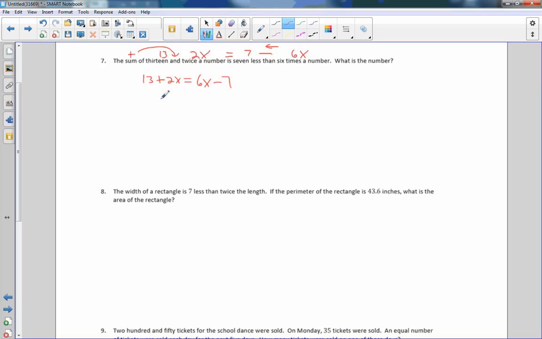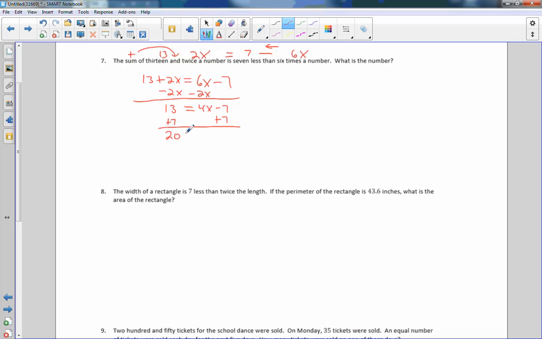What is that number? First thing I want to do is get all the variables on one side, so I'm going to subtract 2x. That will leave me with 13 equals 6x minus 2x is 4x. Bring down the minus 7. Now I'm down to a linear equation with one variable x, and now I just have to get x by itself. Isolate the x by adding 7.